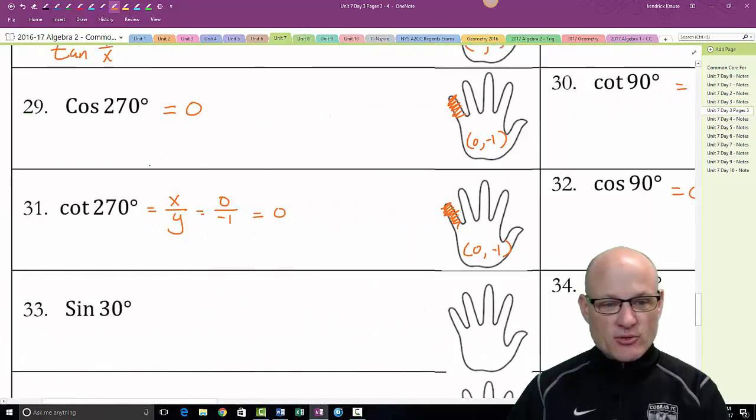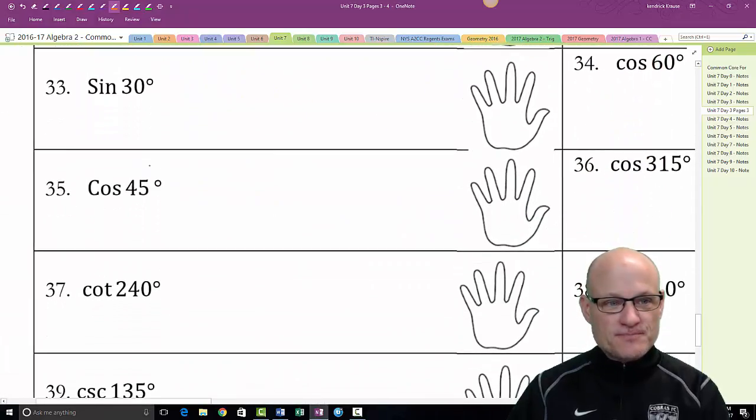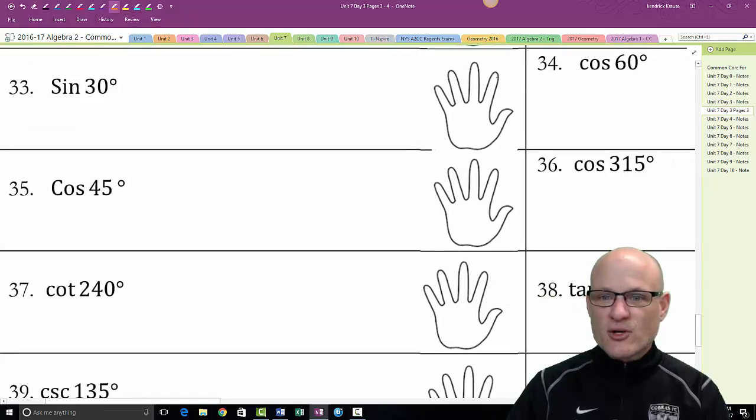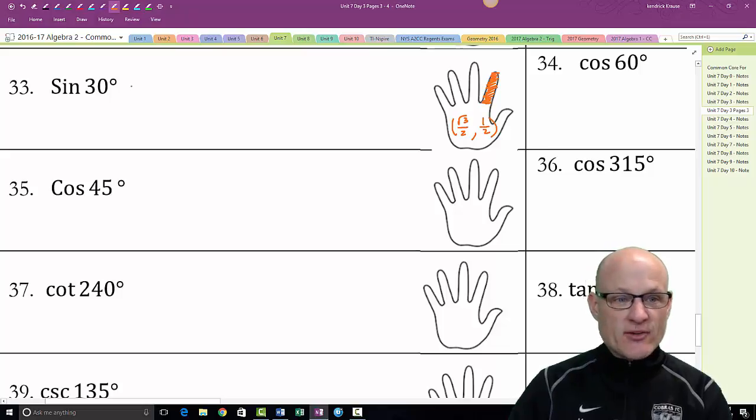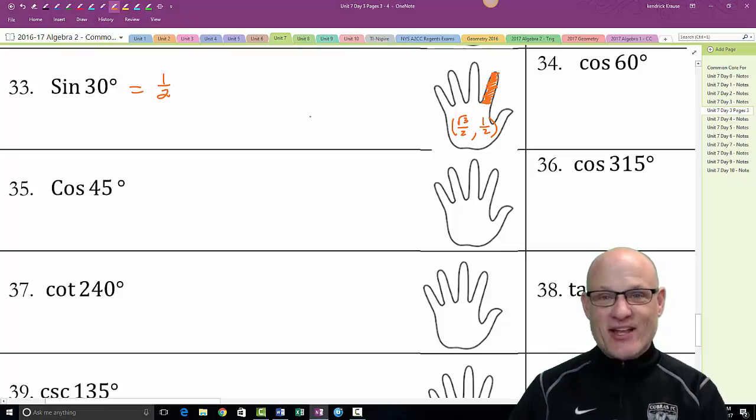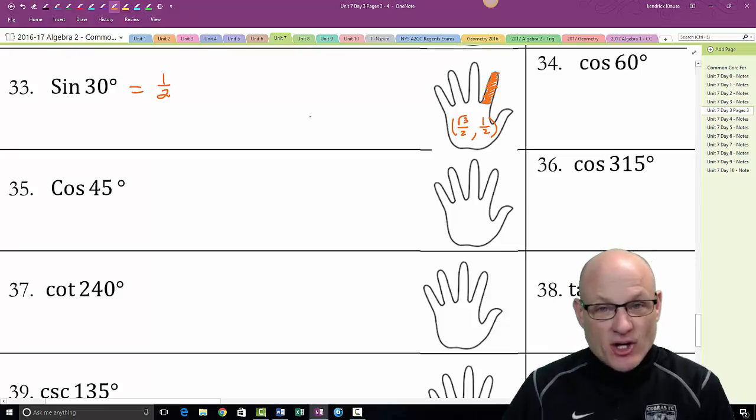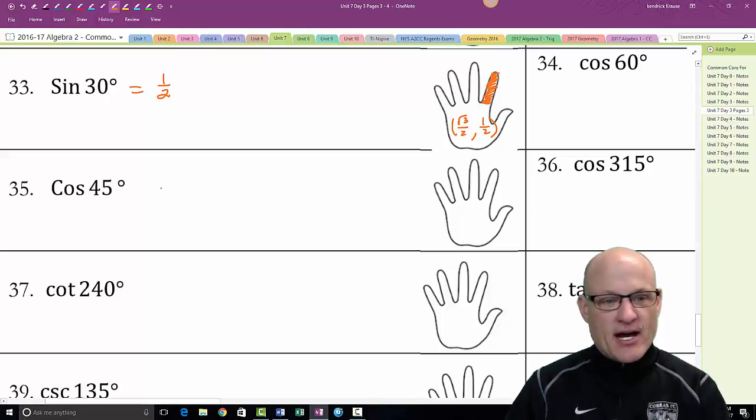All right, so let's start some cooler stuff. Sine of 30 degrees. Let's go 30 degrees. 30 degrees is the pointer finger. Get rid of that. I've got 3 on the left, so that's the square root of 3. Don't forget we have to divide by 2. 1 on the right, 1 over 2. Sine is the y value, 1/2. I can't tell you how much easier this is than just having to memorize these things. And eventually you're going to. Eventually you'll commit them to memory. But for now, this is going to be a great little trick for you.